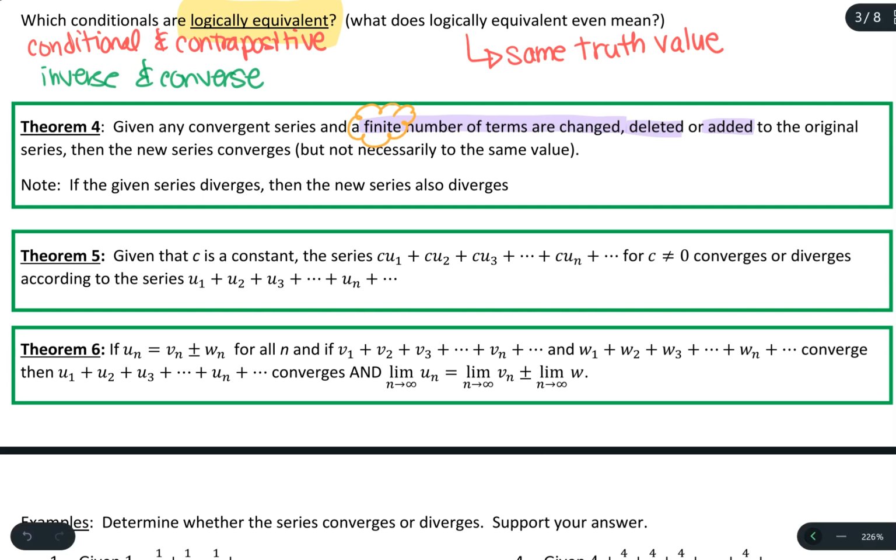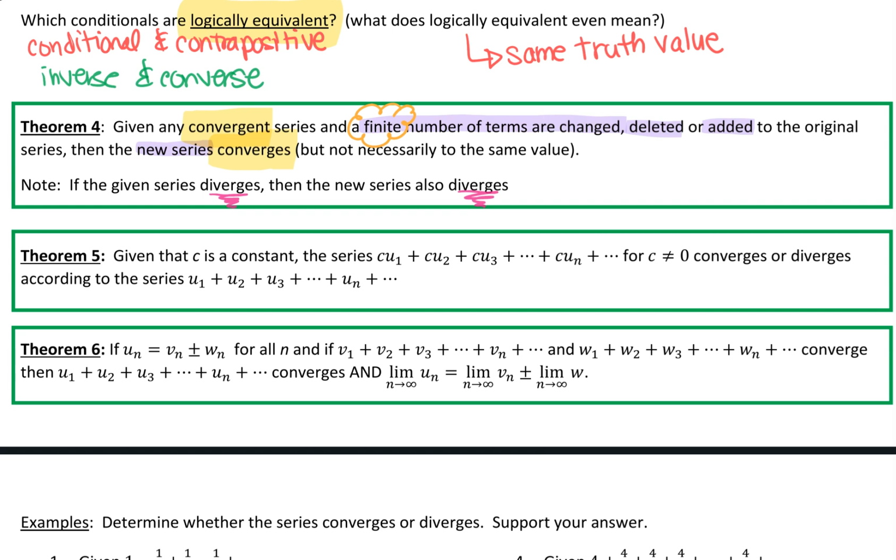Then the new series also converges. So put that in a different color. If you know that the series converges and you add, change, or delete a finite number, then the new series will also converge. Okay? It doesn't necessarily go to the same value, but it will also converge. Sometimes it goes to the same value, sometimes it might not. Note, if this original series diverges, then the new series also diverges. So same thing works. If you know that a series with a finite number of terms changed, deleted, or added diverges, then your new series will diverge.